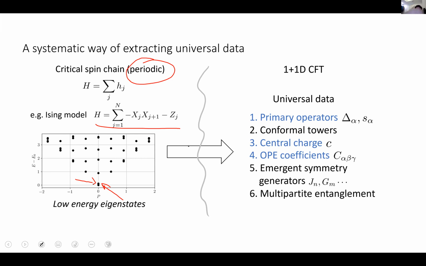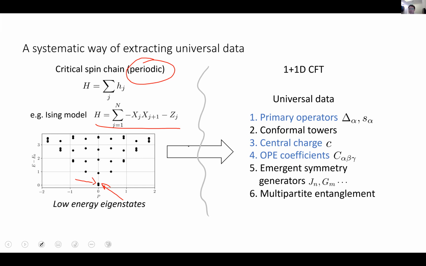You can see the structure of this energy versus momentum spectrum. Interestingly, you see that there's a tower structure in this spectrum, and this is really what the whole thing is about: how we can exploit the tower structures in this figure.